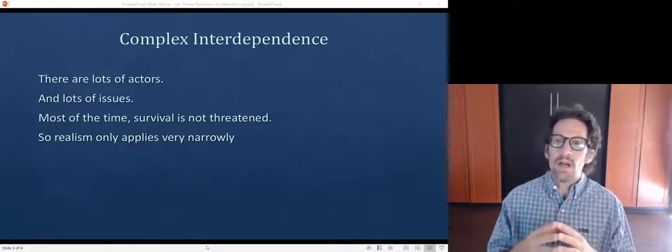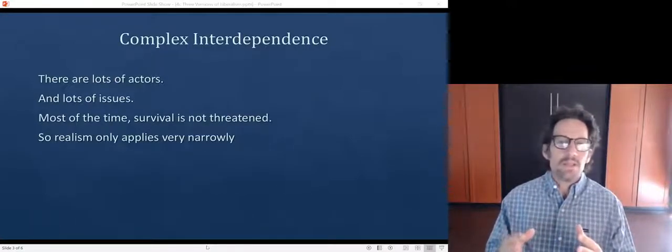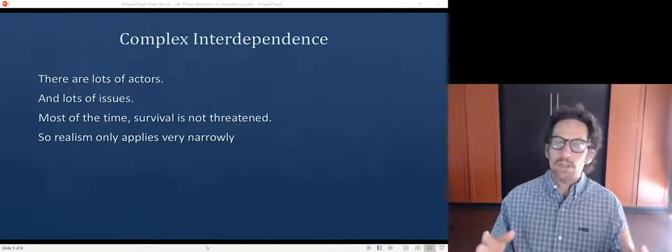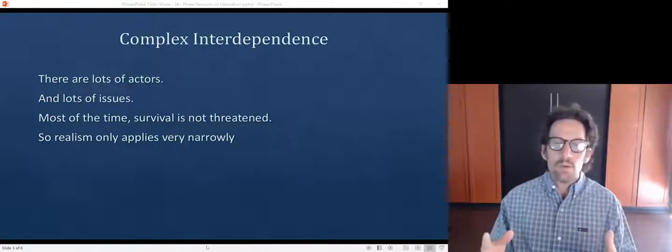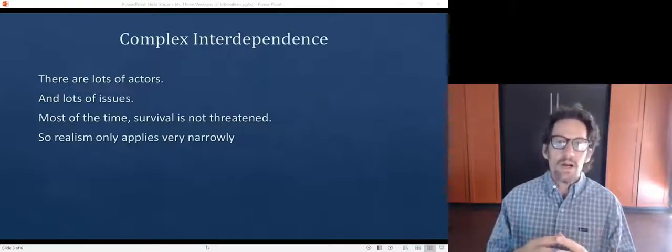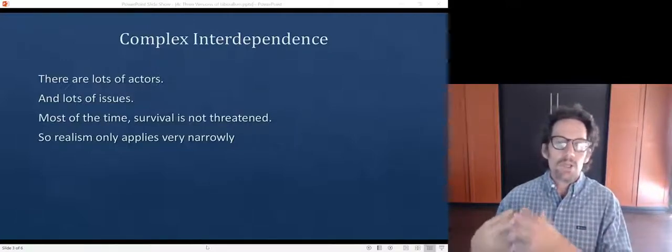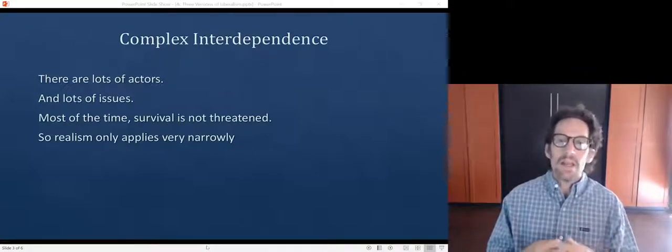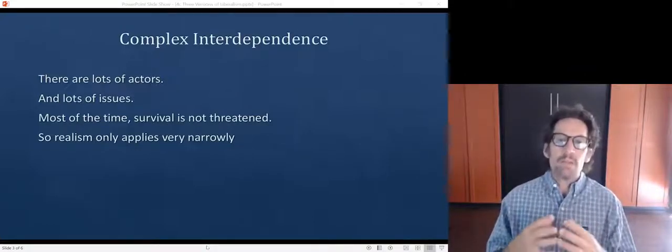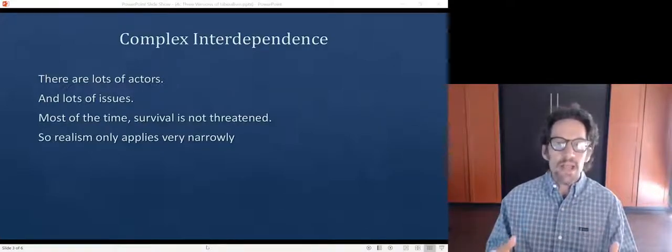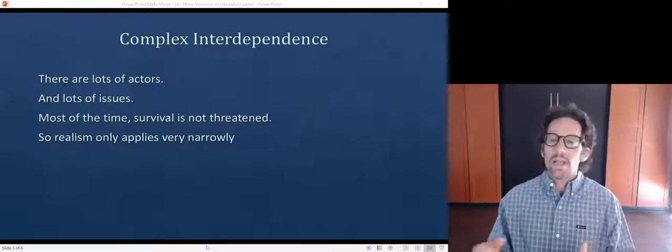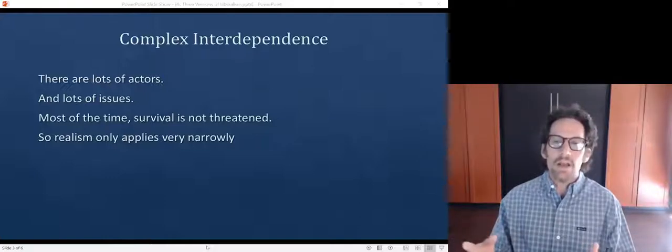Complex interdependence is an approach that says there are a lot of actors out there. International politics is not just about states. It's about companies, it's about non-governmental organizations, and so on and so forth. Moreover, it's about a lot of issues. It's about security, but it's also about wealth, and the environment, and health, and culture. The big point is that for most of these actors, and on most of these issues, survival is not an issue. And so security does not drive international politics.